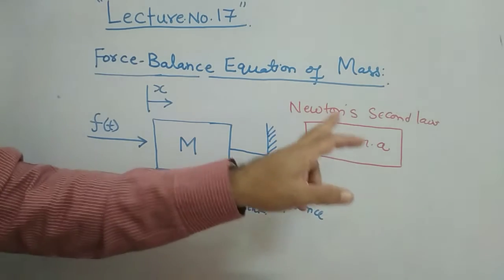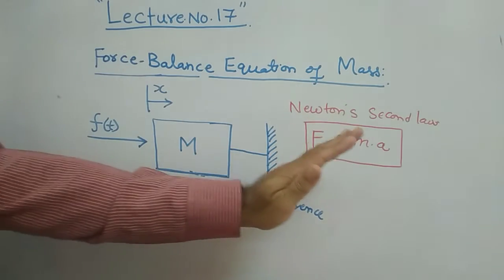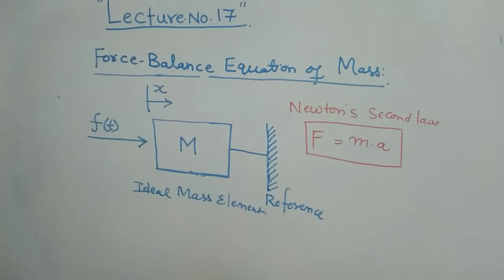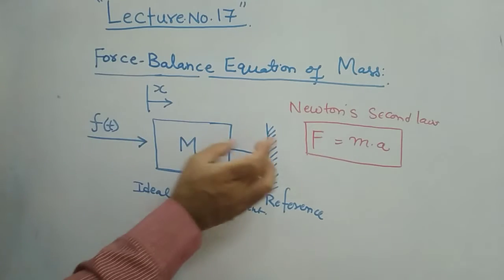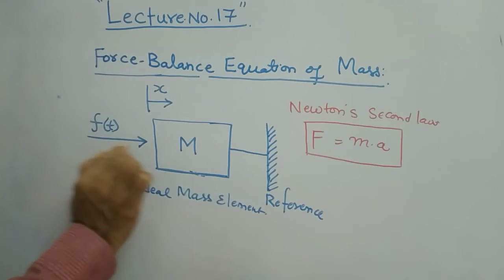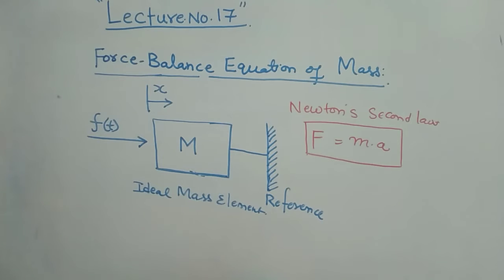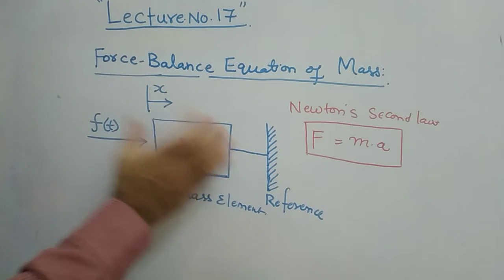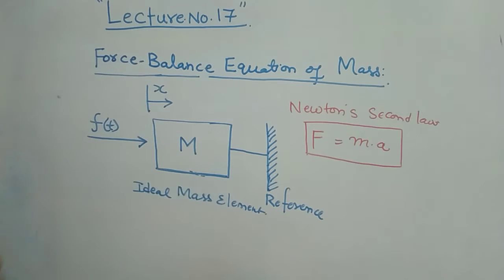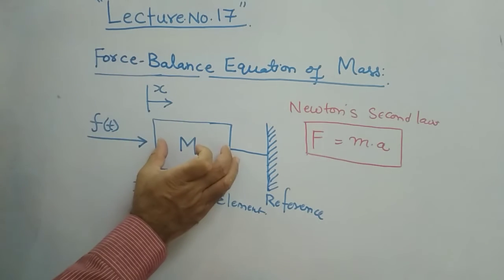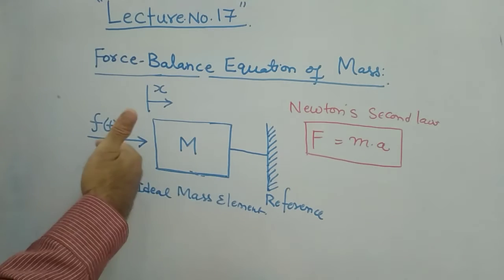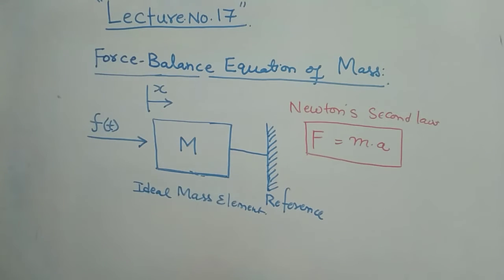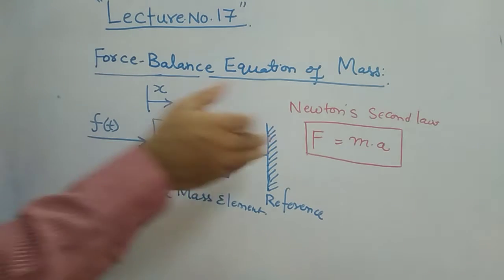So as per this law, if you apply it to this mass element, one end of the mass is connected to some reference, and this is the applied force F and this is the displacement. If we apply some force F of t on this particular body of mass m, this body will also oppose with a force opposite to the applied force F of t.